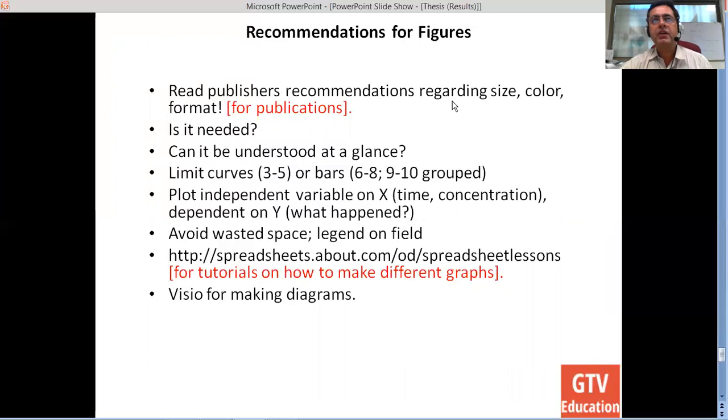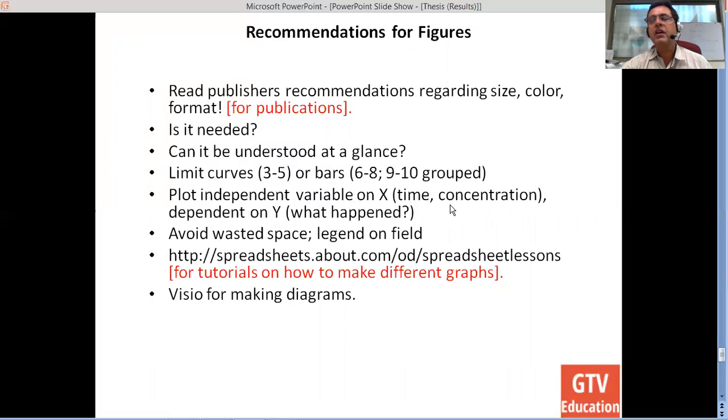Read publishers' recommendations regarding size, color, and format. If you are publishing, you should think whether the figure is needed or not. Can it be understood at a glance? When you just look at it, somebody would understand it. Limit the curves: 3 to 5 for line graphs or bars, and 6 to 10 can be grouped. You can group them.